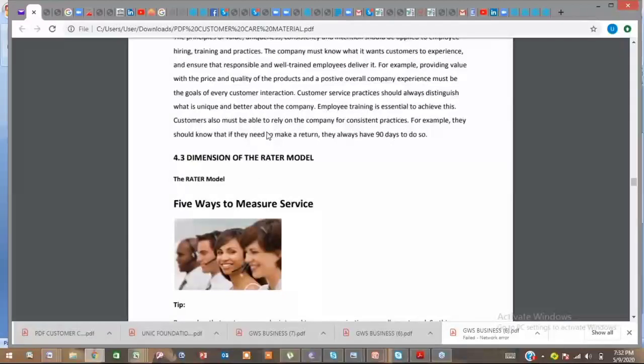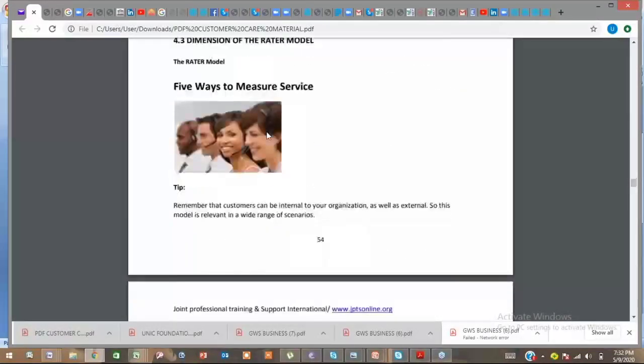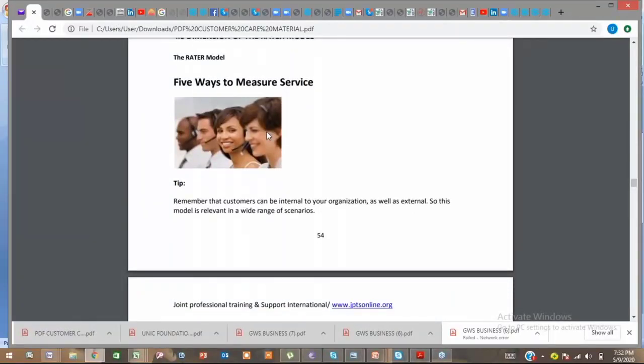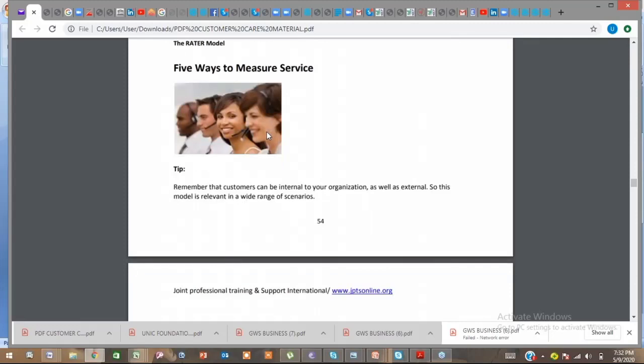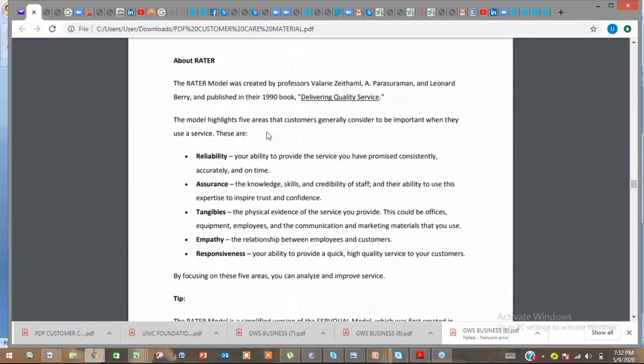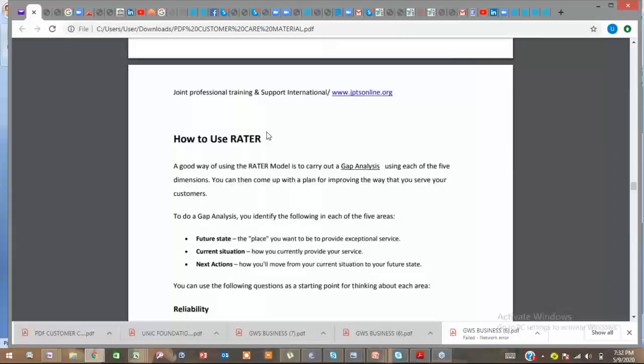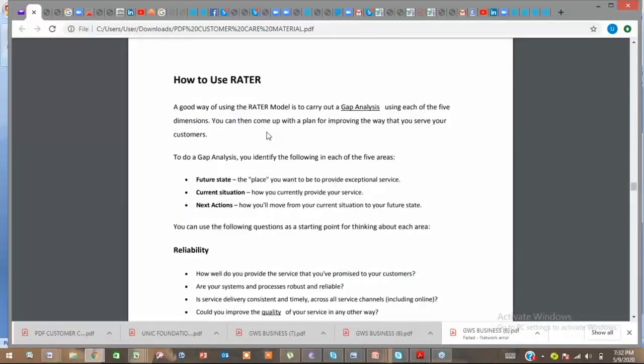I've spoken about the RATER model in one of our trainings, five ways to measure service. The RATER model talks about reliability, assurance, tangibles, empathy, and responsiveness. I've explained this; I'm not going to explain it again. How to use the RATER model: a good use is to carry out gap analysis. We all know what gap analysis means.